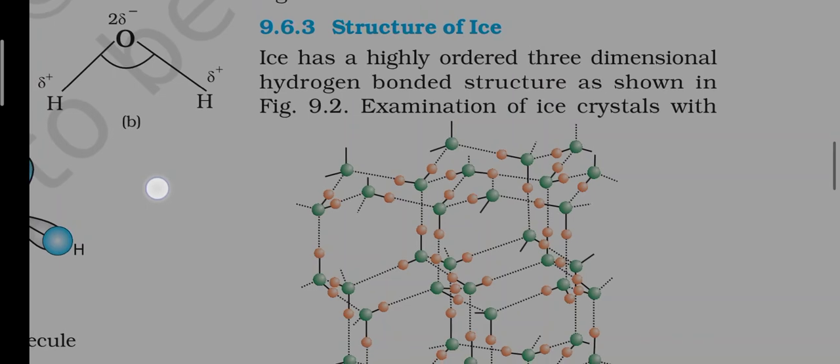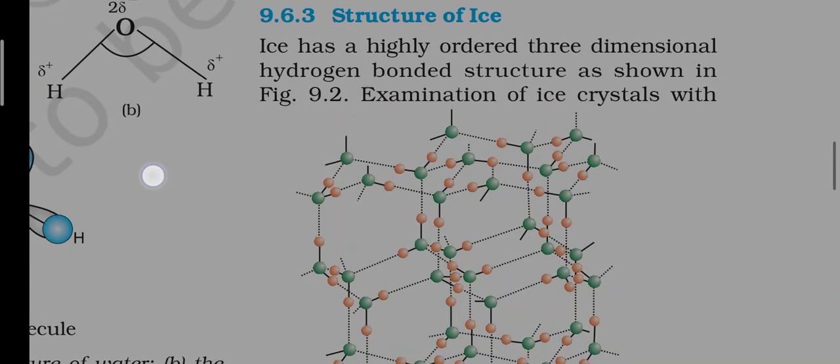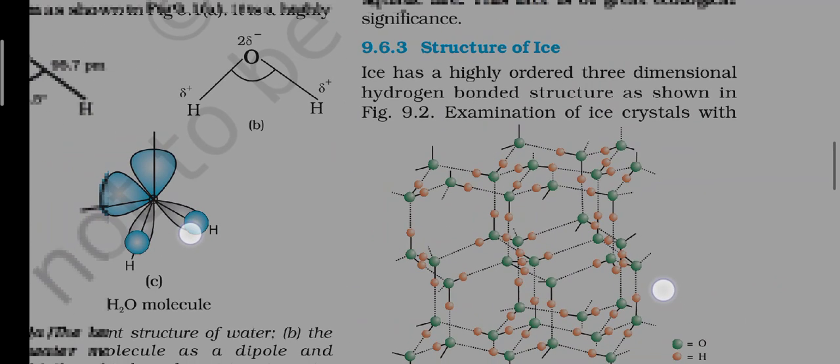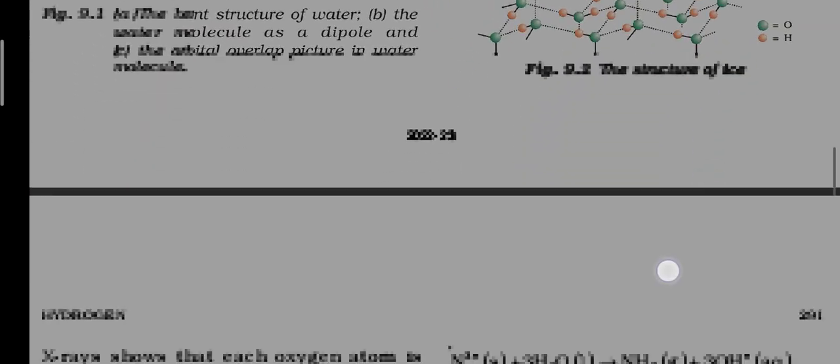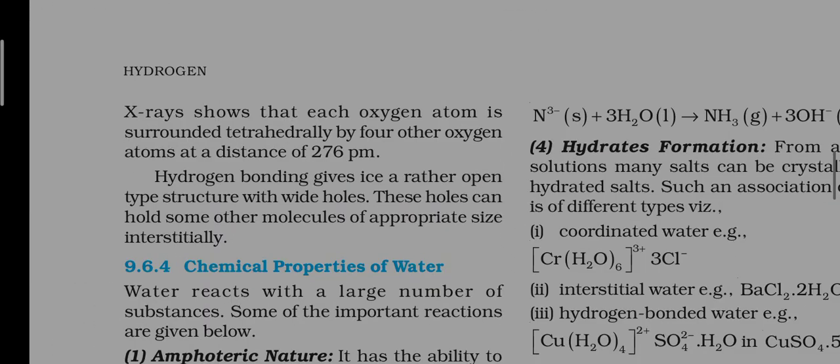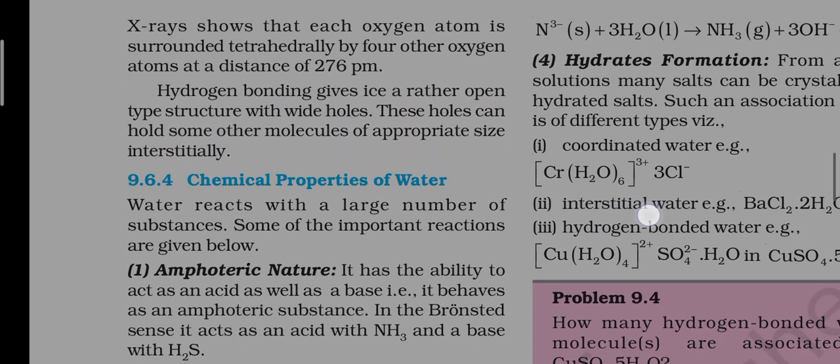Structure of ice. Ice has a highly ordered three-dimensional hydrogen bonded structure. Examination of ice crystals with X-rays shows that each oxygen atom is surrounded tetrahedrally by four other oxygen atoms at a distance of 276 picometers.